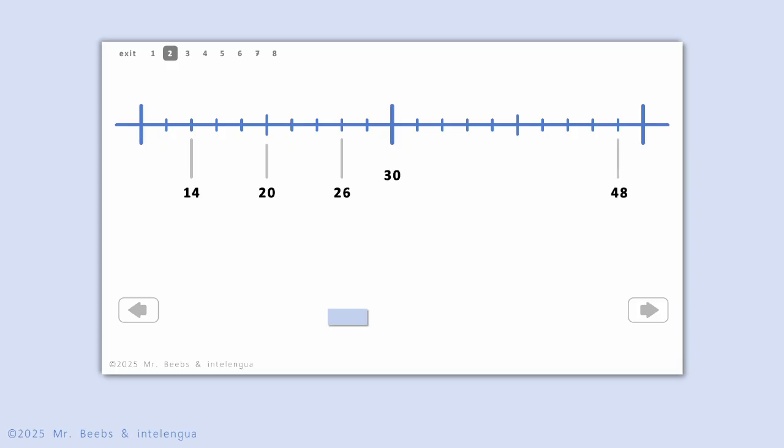And the last number, 32. This one is obvious to me. I don't have to think too hard. Do you? 30 plus 2 is 32. Excellent.